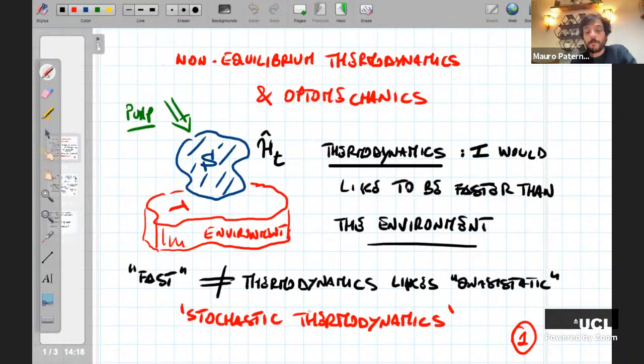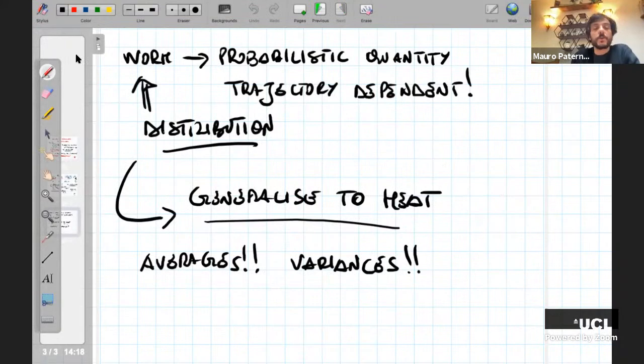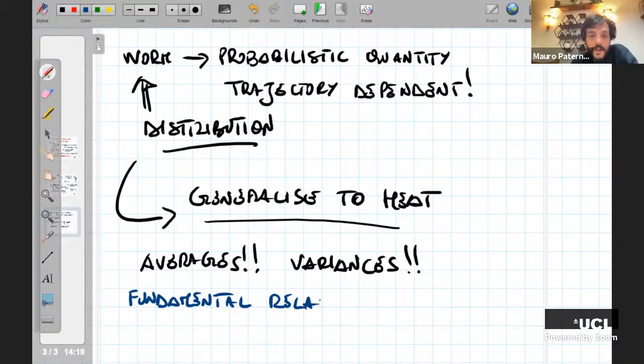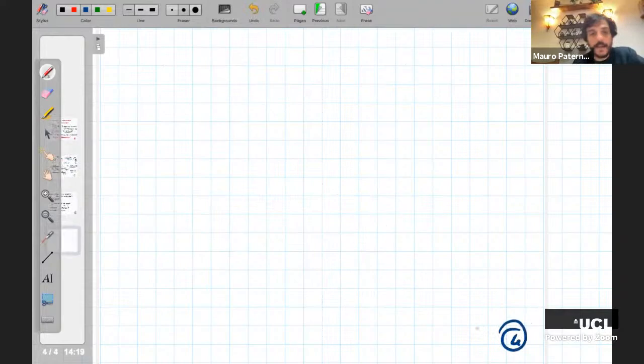Which are the fixed points, the statements that I can rely upon? A fundamental relation that I can rely on is the so-called Jarzynski identity. So let's go to page 4, I guess. And Jarzynski is a crucial statement.